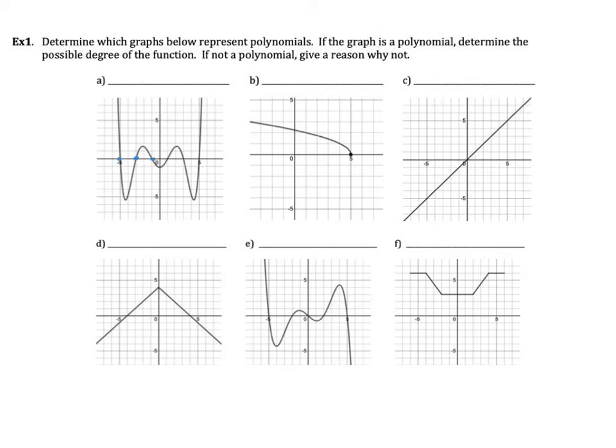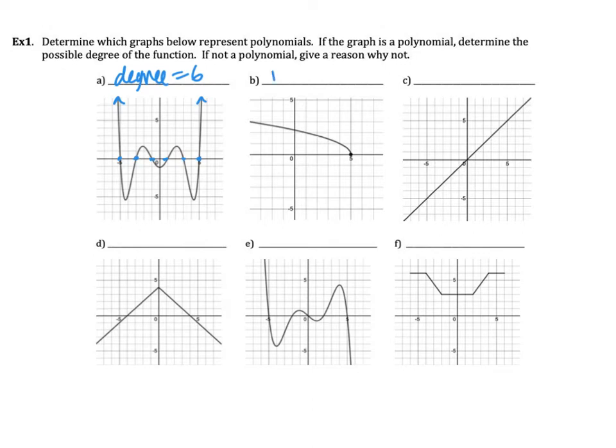All right, you should have said this first one is a polynomial. It's smooth and curvy. If it goes all the way through to the end of the graph, that means it is going on infinitely. Looks like it's intersecting 1, 2, 3, 4, 5, 6 times. So that means it should have a degree of 6, right? Because it crossed the x-axis 6 times. And yes, it is a polynomial.